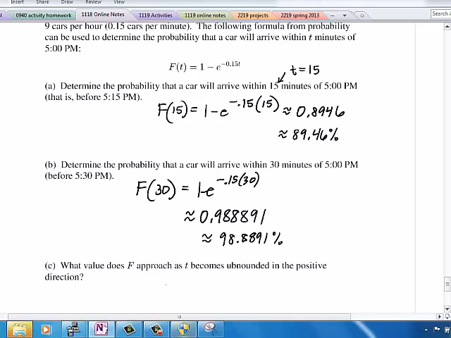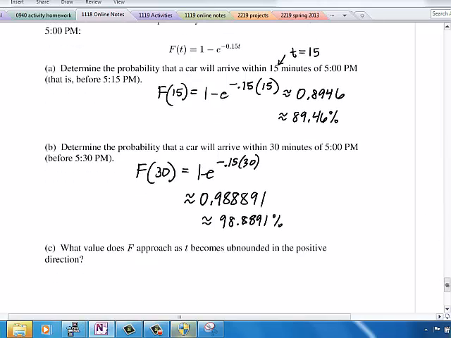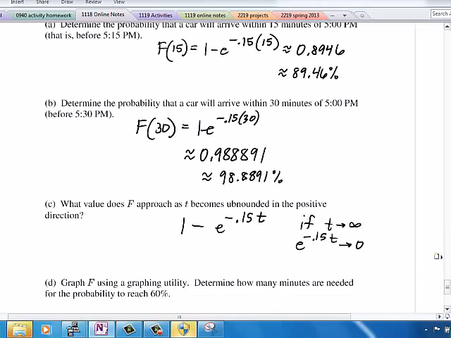What value does f approach as t becomes unbounded in the positive direction? Well, if t is large and positive, then the exponent is large and negative. So e to the negative 0.15t would go to 0. It's going to get smaller and smaller and smaller. So f of t would approach 1.